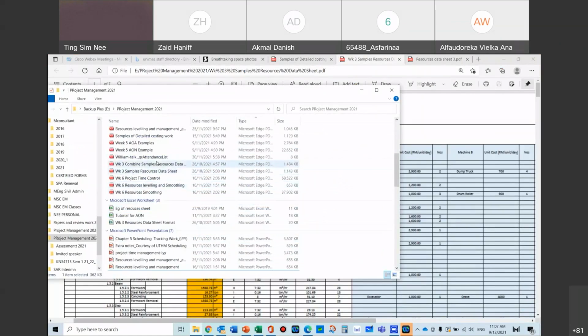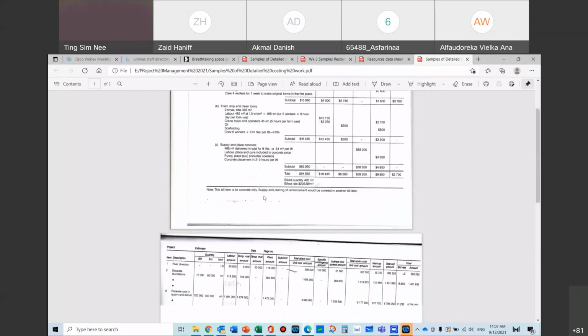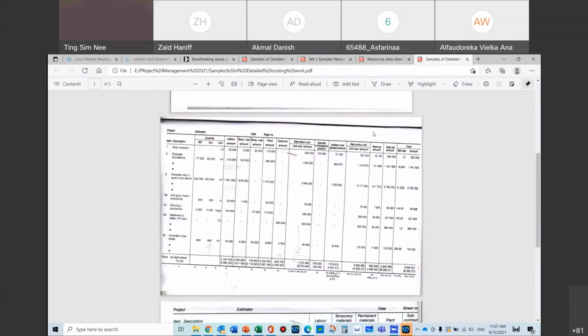Let me upload it somewhere. Okay. Where is it? Okay, here. So this is a type of sheet that you have in order to produce something like this. So this particular sheet, can you see the similarity? You've got your work breakdown here, and then here you've got the final amount on the other end.